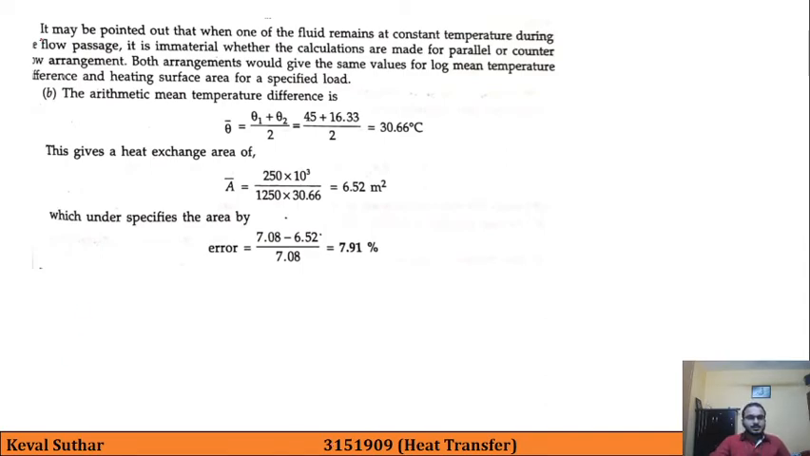Now it may be pointed out that when one of the fluids remains at constant temperature during a flow passage, it is immaterial whether the calculations are made for parallel or counter flow arrangement. Both arrangements would give the same values for log mean temperature difference and heating surface area for specified load.